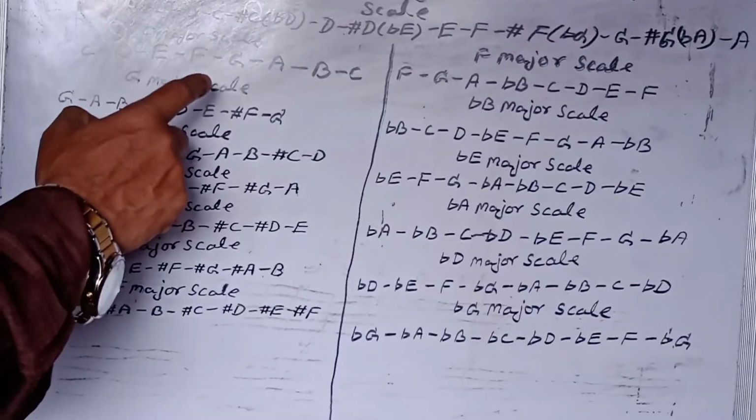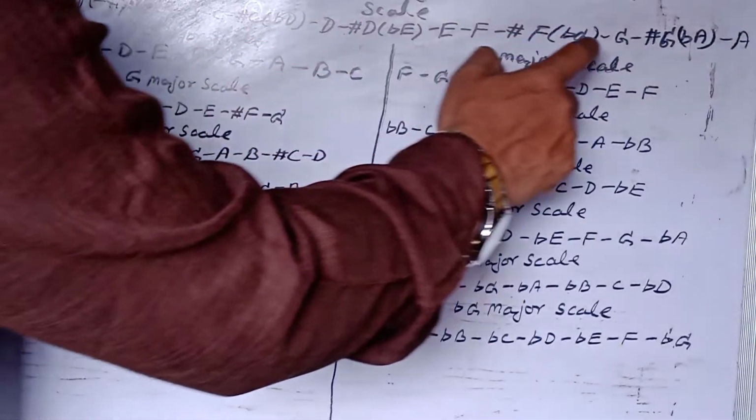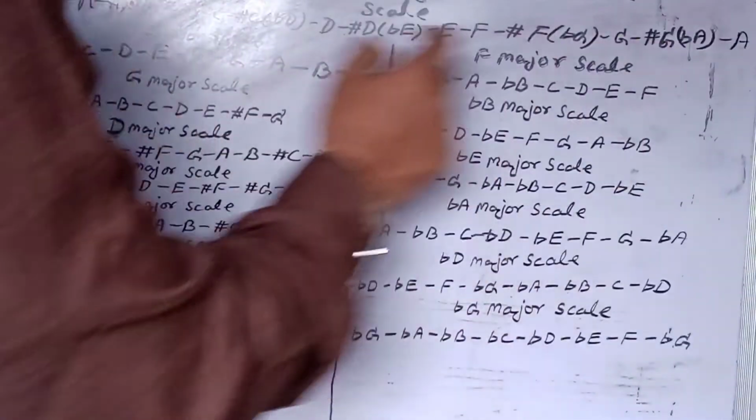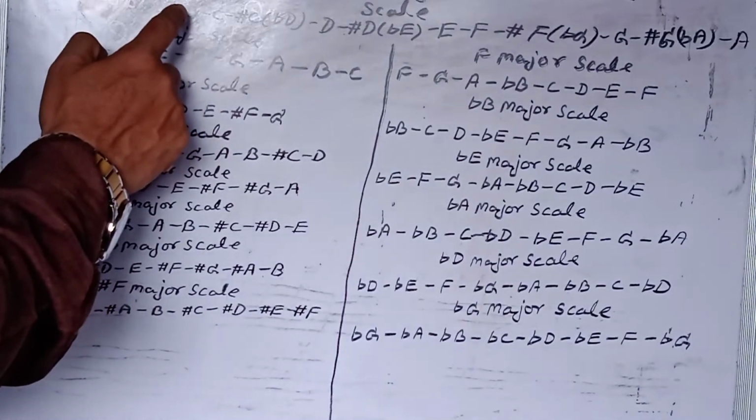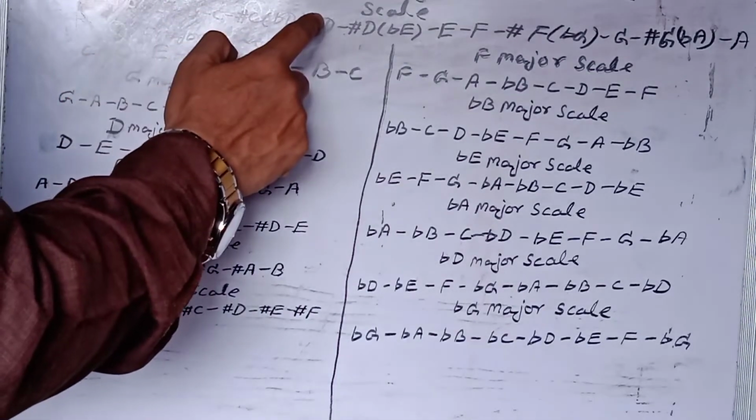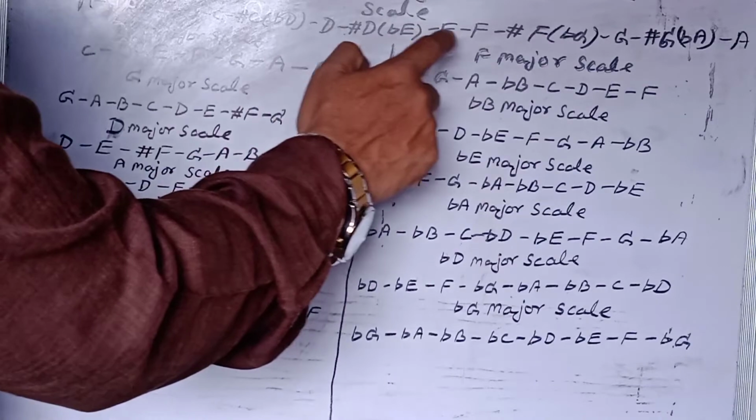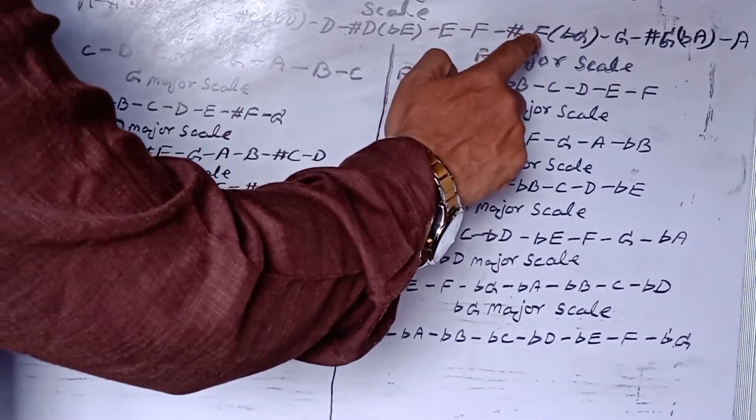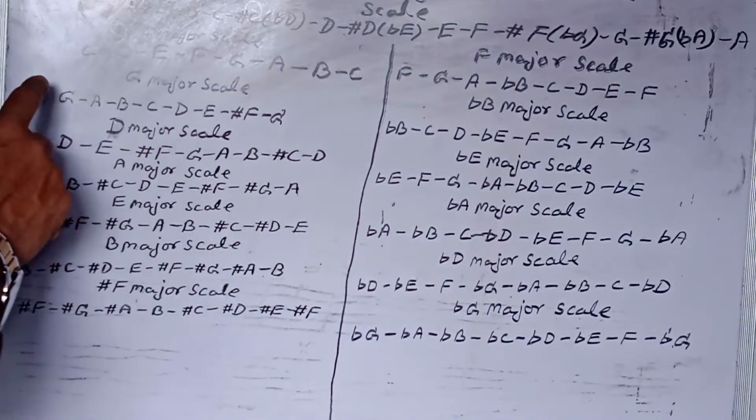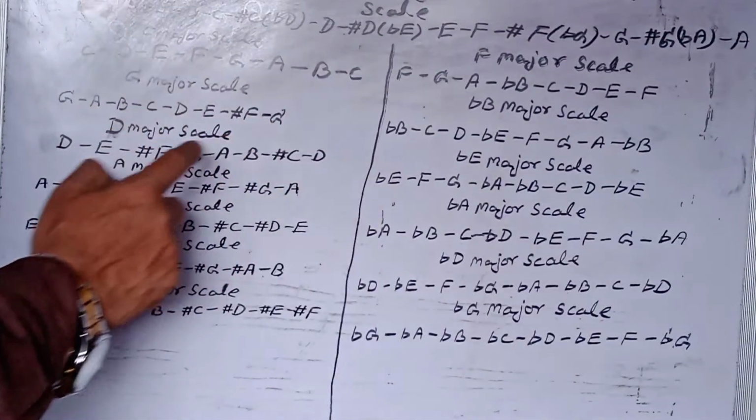But in the case of the G major scale, when I have to start from G, so G, then a tone to A, then the next tone to B, semitone to C, then D, then a tone to E, then a tone to F sharp, then G. So you can see F sharp is coming in the G major scale.